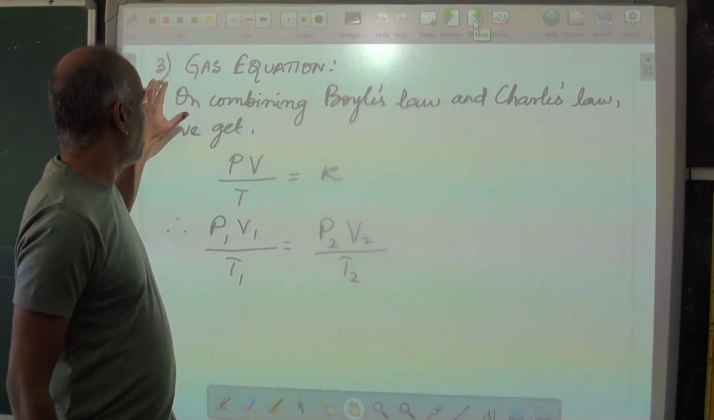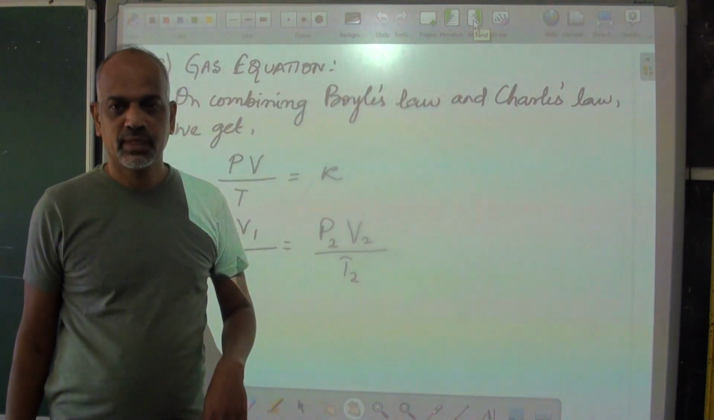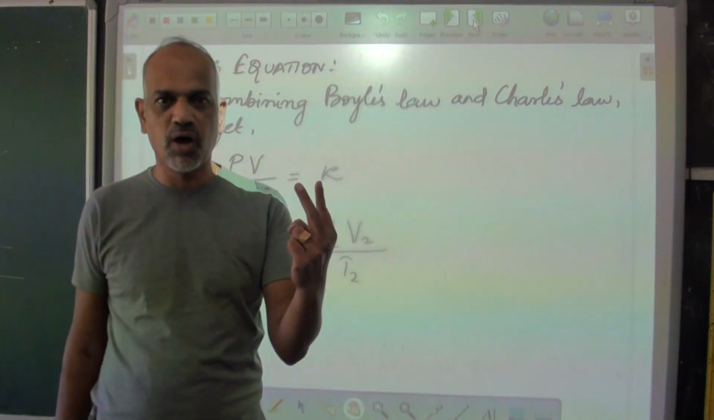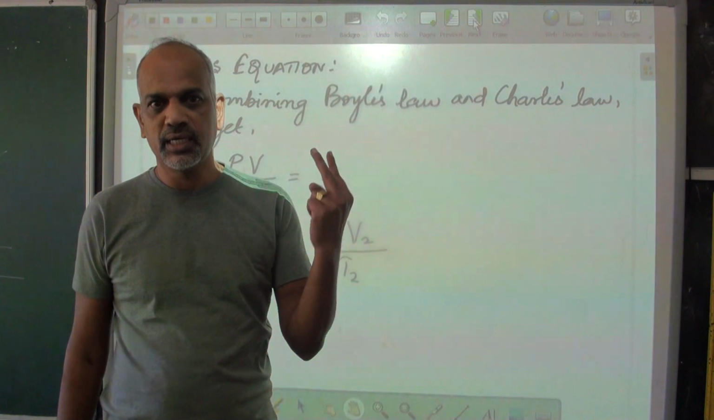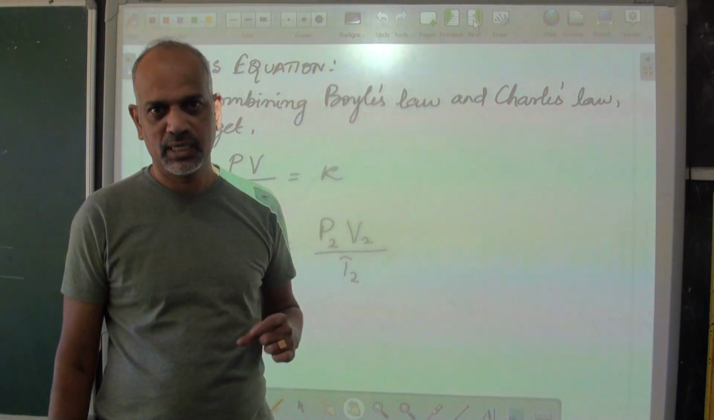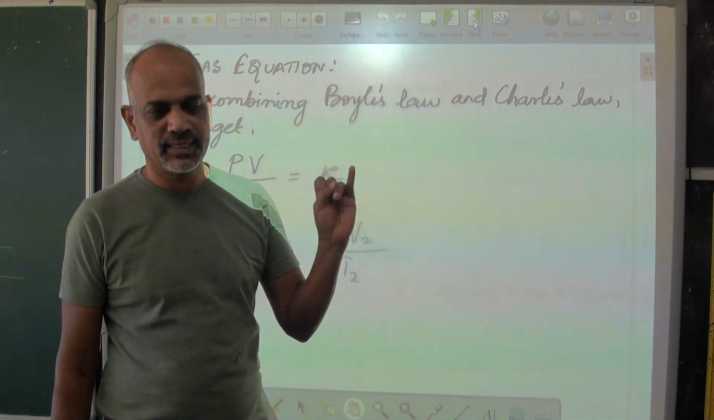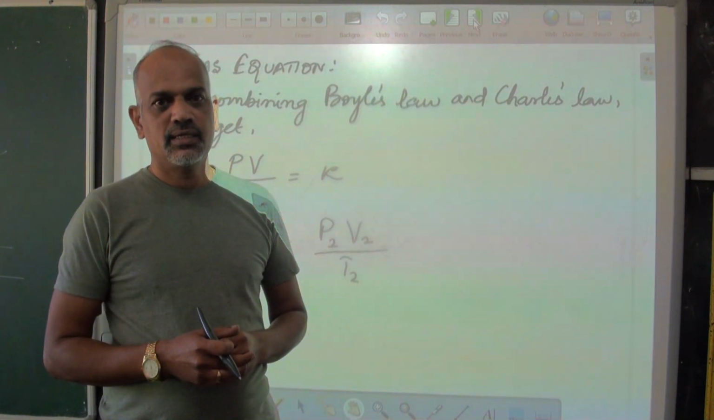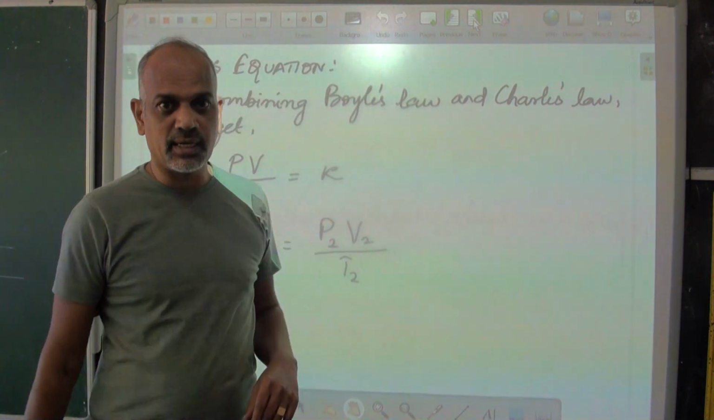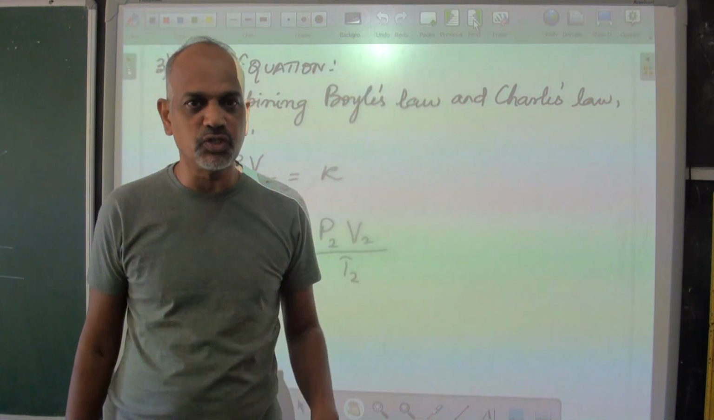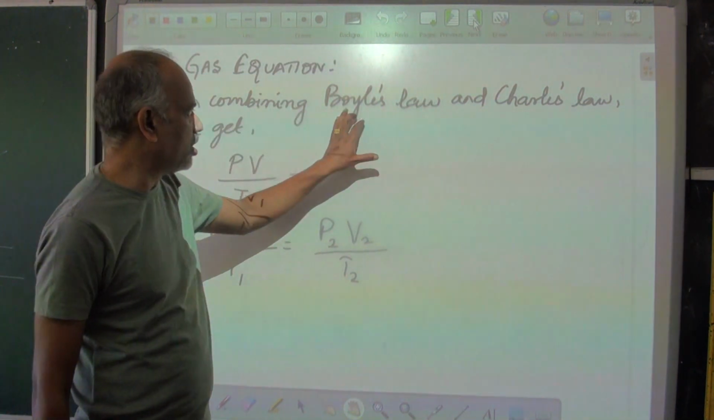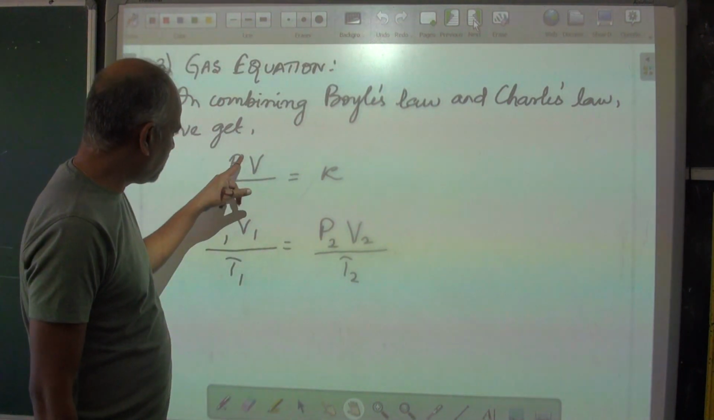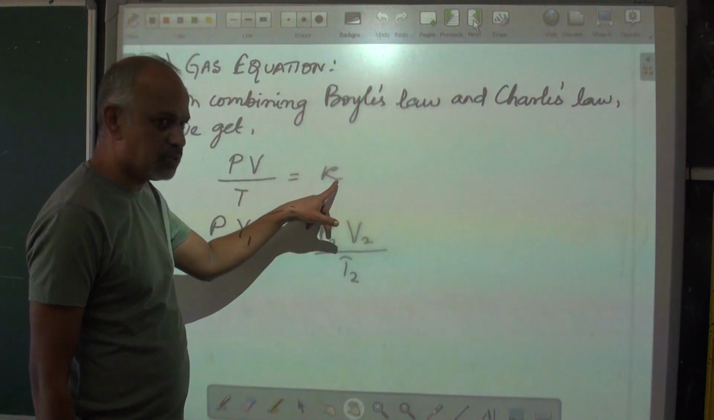The last thing is about the gas equation. The gas equation is a combination of the two equations which you got from two laws. The first law is Boyle's law and the second one is Charles' law. The gas equation is got from the combination of these two laws. So on combining Boyle's law and Charles' law, we get PV by T is equal to a constant.